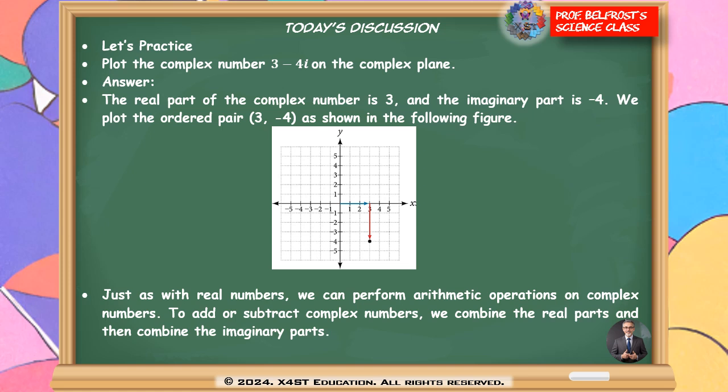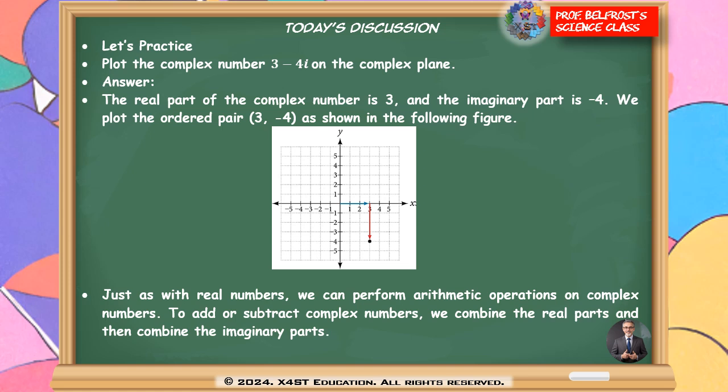Okay, let's practice. Plot the complex number 3 minus 4i on a complex plane. Let's solve it. The real part is 3, the imaginary part is -4. It's very clear. So the ordered pair is (3, -4), and we can plot it as shown in the figure.